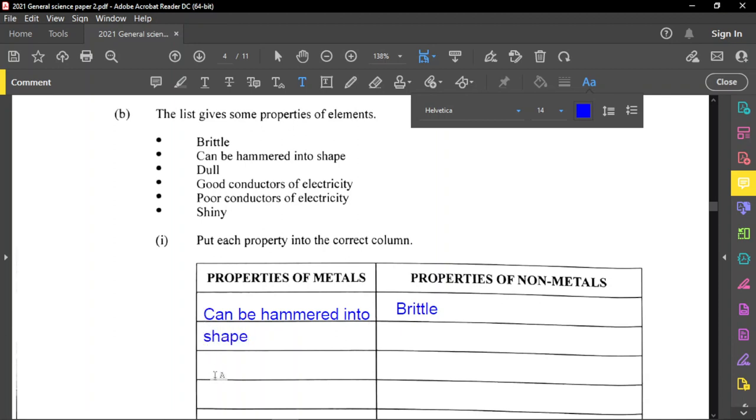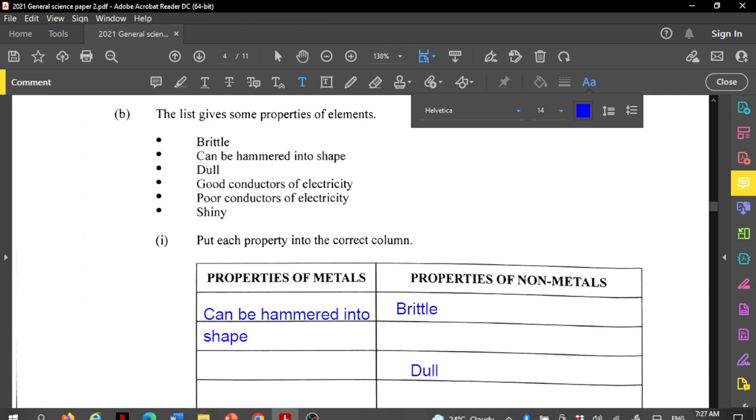Good. So the next point now is dull. And non-metals are dull. So I can put it right here. Non-metals are dull. So non-metals, they are dull.